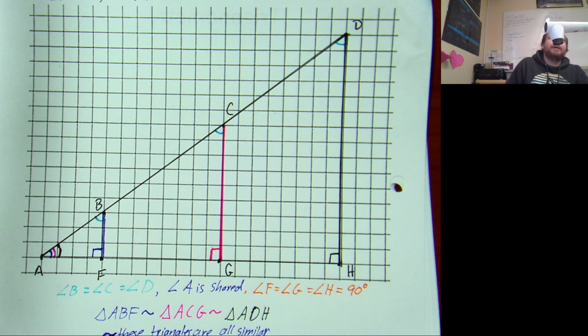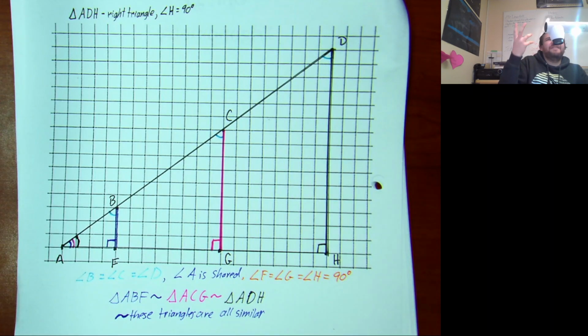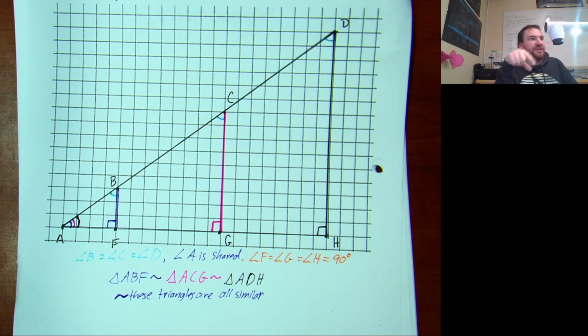Now, trigonometry, the field, let's call it a field. The field of trigonometry in mathematics uses relationships that we can draw out of these similar triangles. So what I want to look at here is a couple ratios.